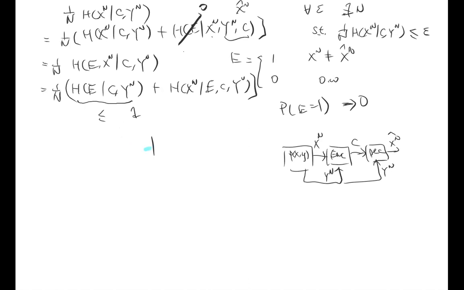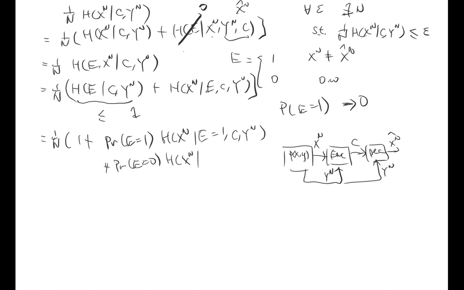For this other term here, I can write this as H of xn given E, c, yn. Now I can expand this thing. Let me split into two cases, because the conditional entropy here will be probability E equal to 1 times H of xn given E equal to 1, c, yn, plus probability E equal to 0 times H of xn given E equal to 0, c, yn. So what's the value of this guy here?